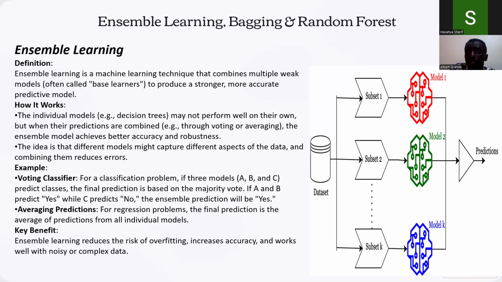Next, we have ensemble learning, bagging, and random forest. So, ensemble learning is a machine learning technique that combines multiple weak models to produce a stronger and more accurate predictive model. So here in our picture, we can see we have the data set, you have subset 1, subset 2, and subset K, and we have 3 models. So we're combining these models to come up with a prediction.